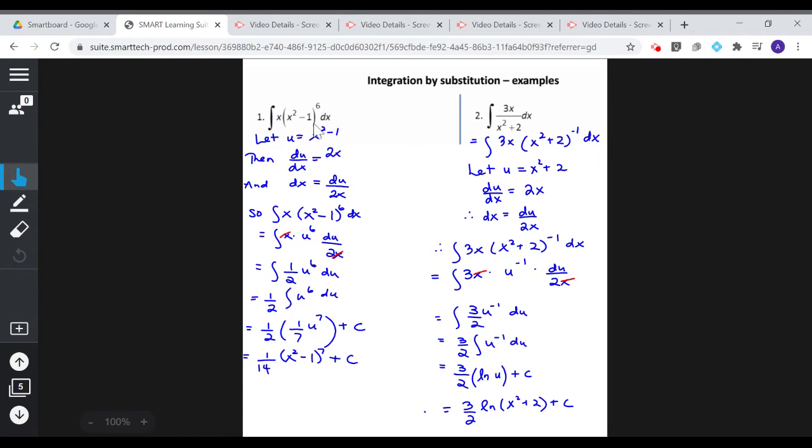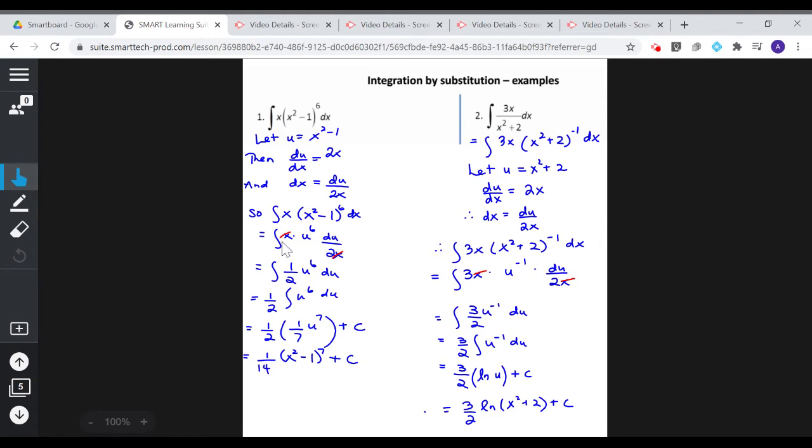If you see something of this form, start by taking that part that's being raised to the exponent and call that u. So we're going to let u be x squared minus 1. Then I can take the derivative of x squared minus 1, which is 2x, and I can isolate for dx. Now I can rewrite this function, and I can replace this x squared minus 1 with u, so that we get u to the 6. And I can replace this dx with du over 2x.